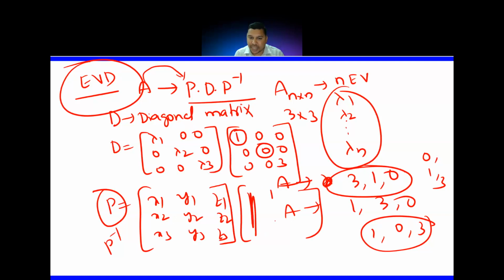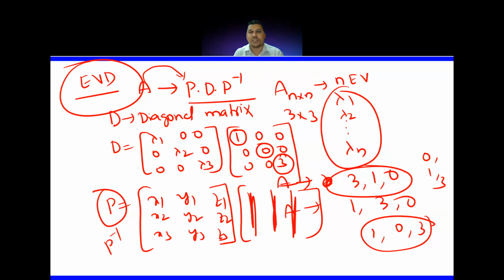The eigenvector of this eigenvalue 0 should come here, and the eigenvector of this eigenvalue 3 should come here. So the order in which the D matrix is formed, in the same order the P matrix should be formed. That is one very important condition.